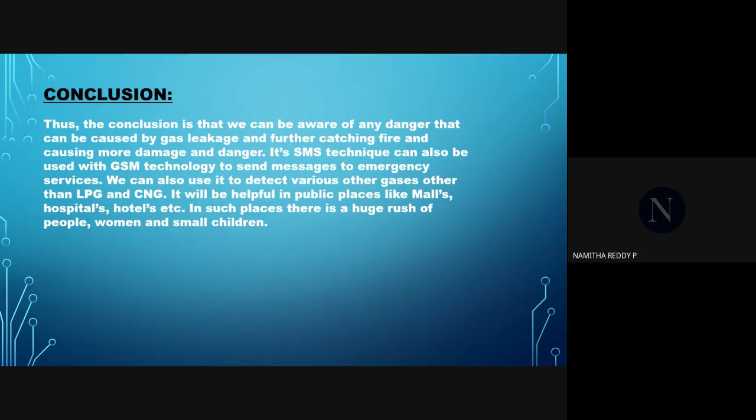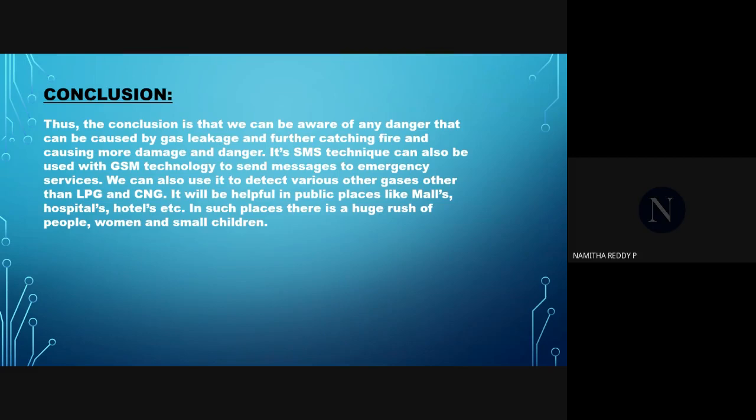Here is the conclusion. We come across many families dying due to the gas leakages, and this can be prevented by using projects like ours, as it can make us aware of any danger that can be caused by gas leakage and further catching fire and causing more damage and danger. Its SMS technique can also be used with GSM technology to send messages to emergency services. We can also use it to detect various other gases other than LPG and CNG.